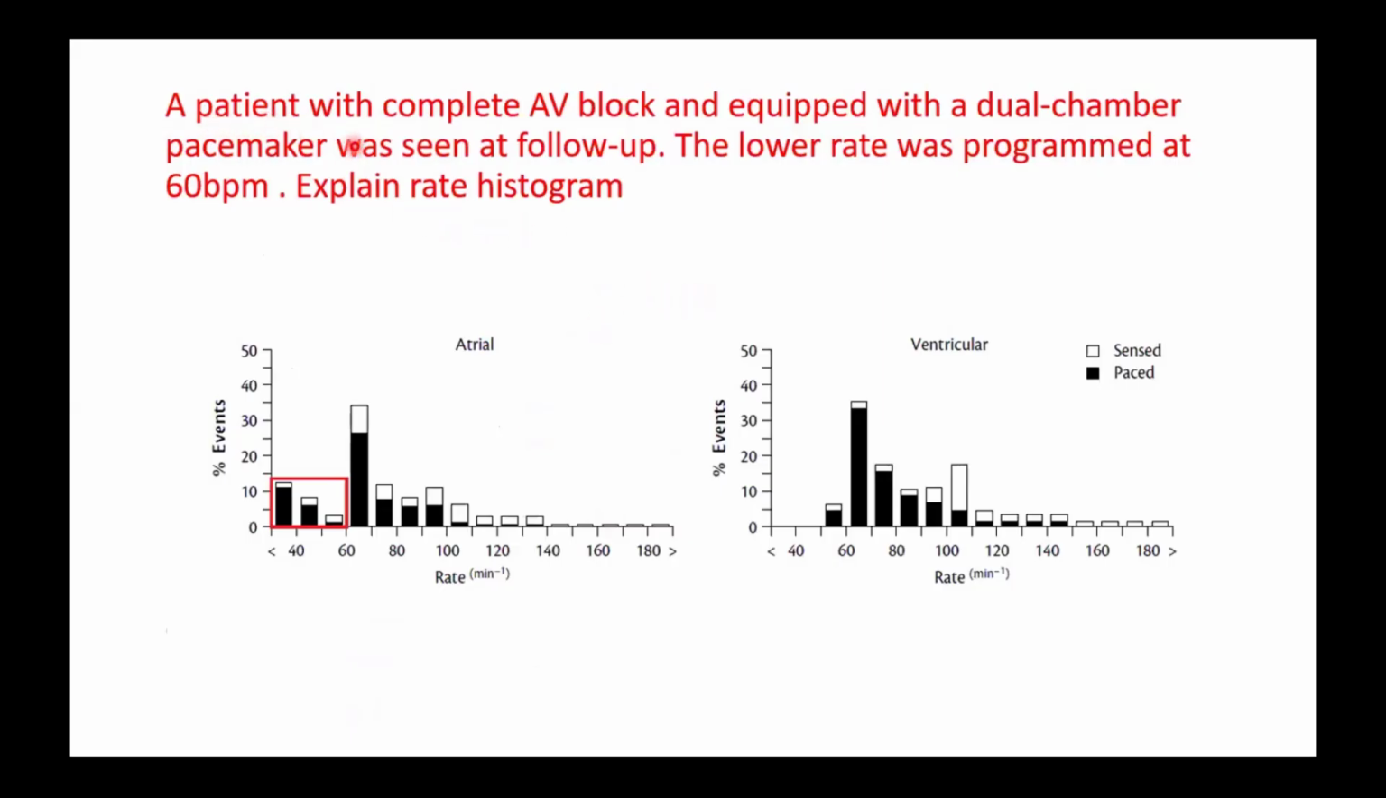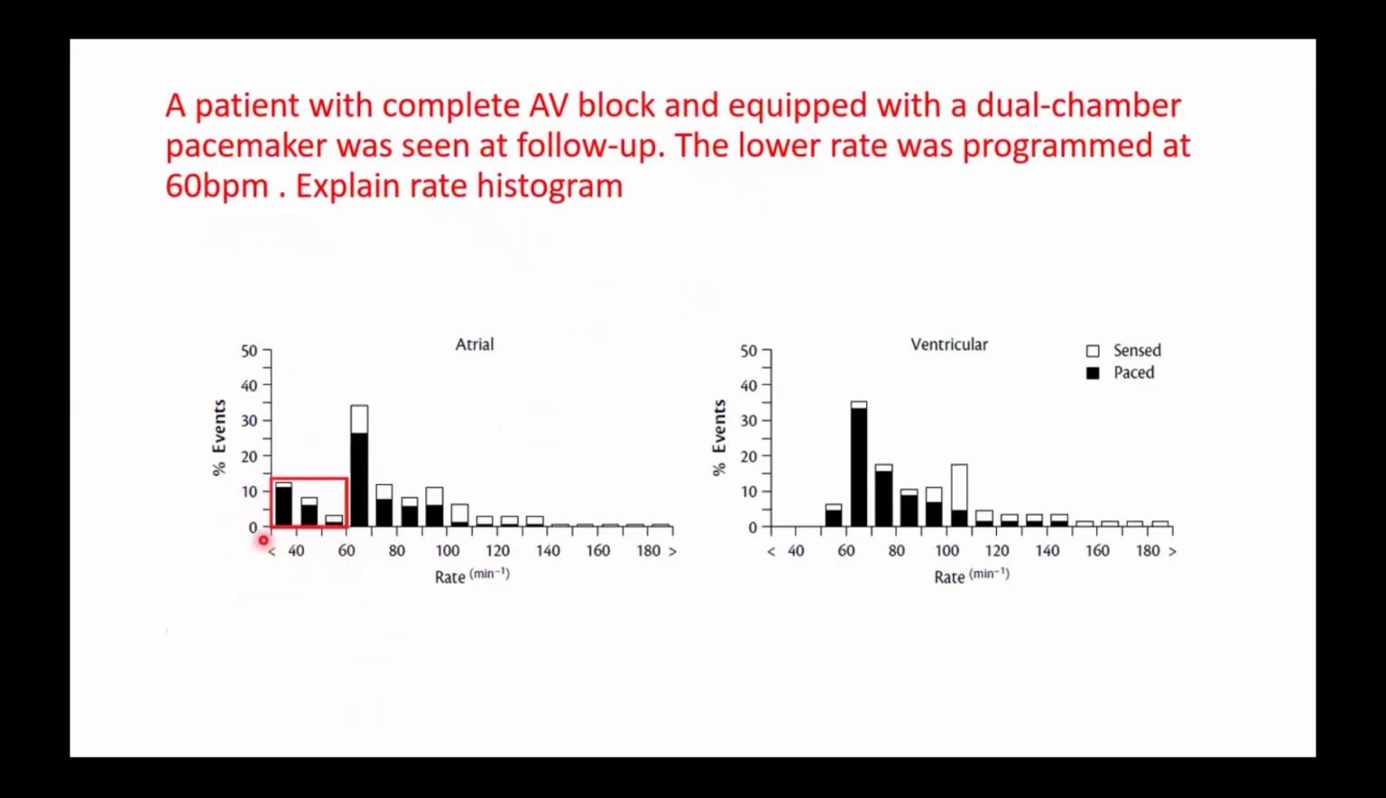So this was a patient with complete AV block. This is actually a very difficult question also. We programmed the lower rate interval at 60 beats per minute, and when we evaluated the atrial rate, we noticed this: there is atrial pacing at these low rates.